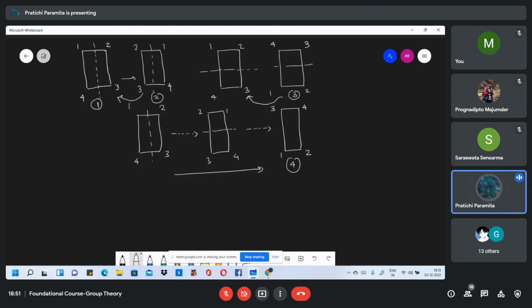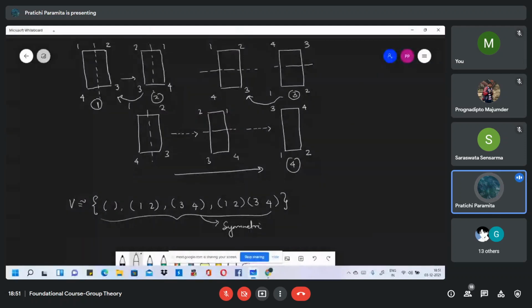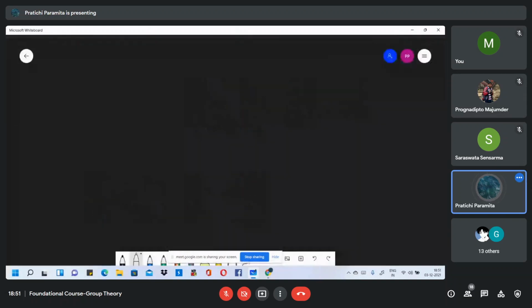Now I'm going to write something. This whole thing is nothing but an element of something called a symmetric group. And this is what we are going to talk about next. We are done with the Klein group, Klein 4 group. So we are going to talk about the symmetric group next.